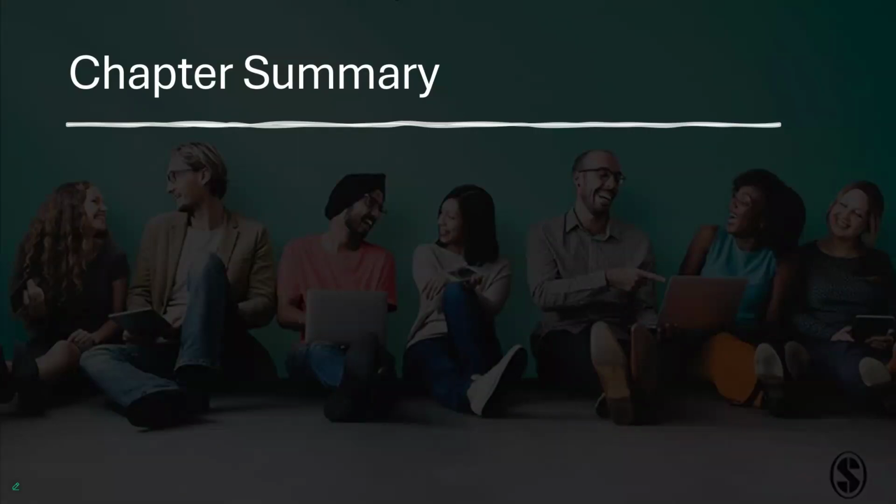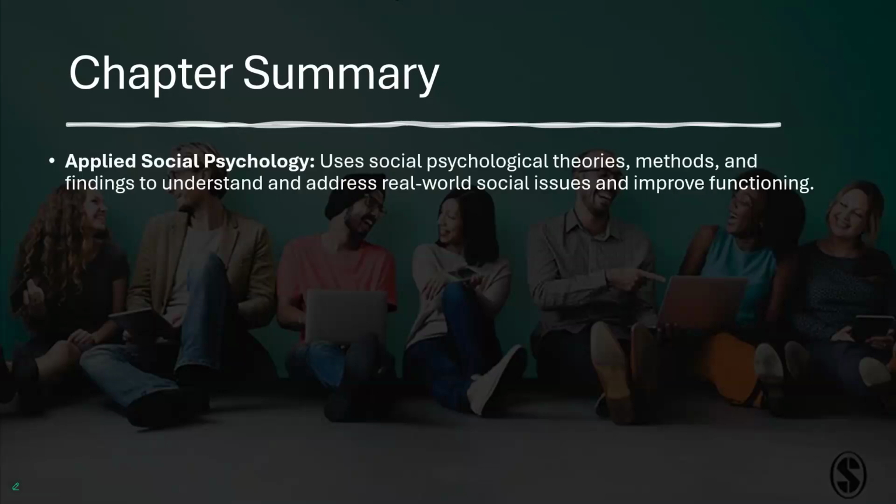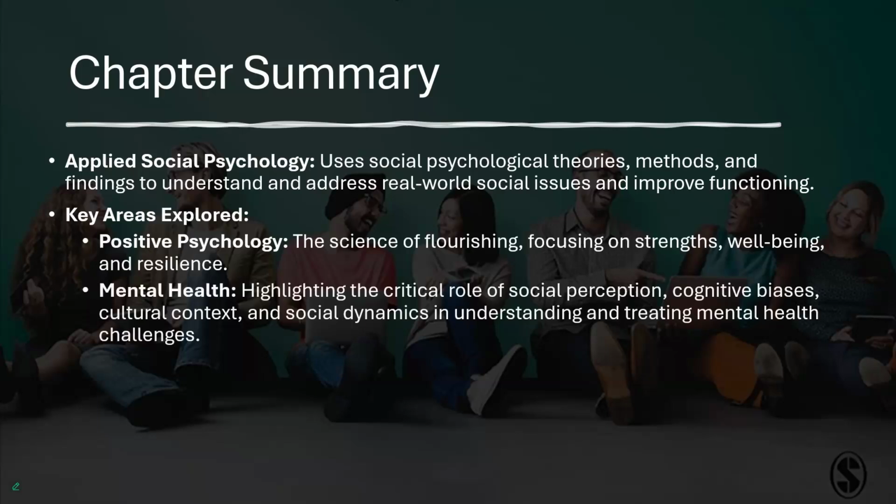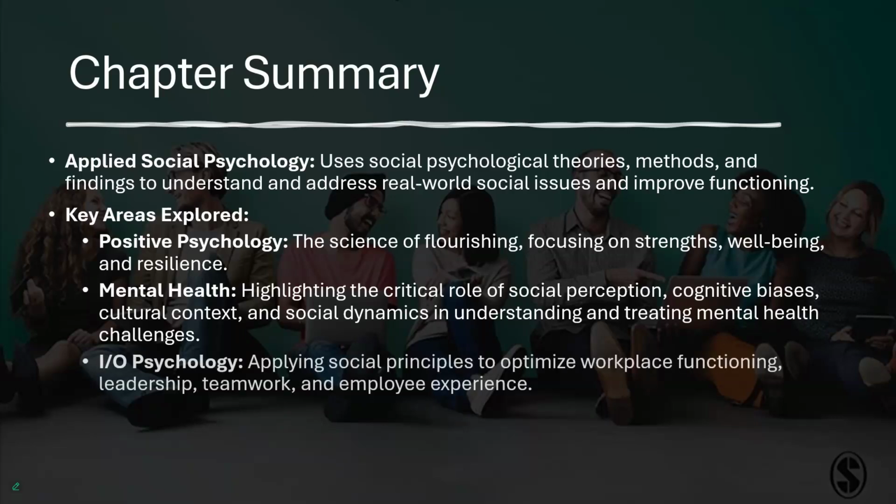And throughout our Chapter 14 discussion, we've seen how applied social psychology takes the rich insights generated from basic research in our field and puts them to work in the real world. We explored three vibrant areas where this application was prominent: positive psychology that offers a scientific framework for understanding and cultivating human strengths, happiness, and resilience. Our look at mental health underscores how social factors, our perceptions, biases, cultural backgrounds, and the very nature of therapeutic relationships are crucial considerations for effective treatment. And IO psychology demonstrates how applying social principles can lead to more effective, efficient, and fulfilling workplaces.